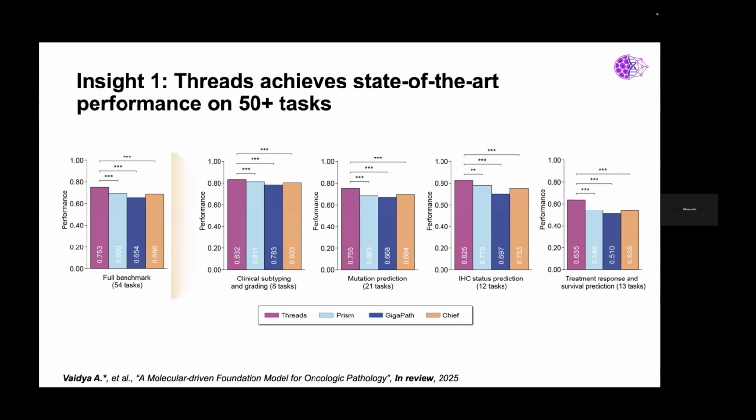But when you're using it, so for example, when you use Prism, did you use the clinical data? No, we did not use the language arm of Prism or Chief. We only use the whole slide image arm. I see. And is that the same with Threads? Yes, for Threads, in this slide, we do not use the RNA or the DNA arms of Threads. It's only the whole slide image arm. Cool. Yeah, that's great. Thank you very much. Of course.